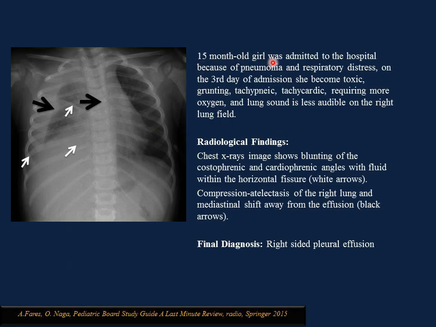This is a 15-month-old girl who was admitted to the hospital because of pneumonia and respiratory distress. On the third day of admission, she became toxic, grunting, tachypneic, tachycardic, requiring more oxygen. Lung sound is less audible on the right lung field. As you see here in this X-ray, you will see right pleural effusion and blunting or absence of the costophrenic angle, and also here you will see fluid in the horizontal fissure and also shift of the mediastinum to the left side. This is a classic presentation of pleural effusion developed after a case of bacterial pneumonia, and most likely is empyema.